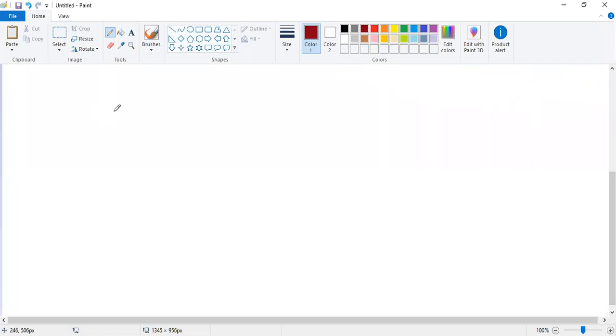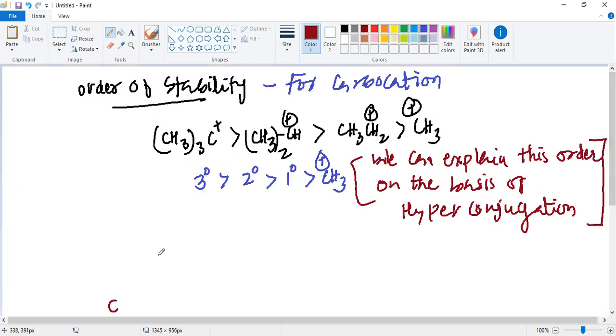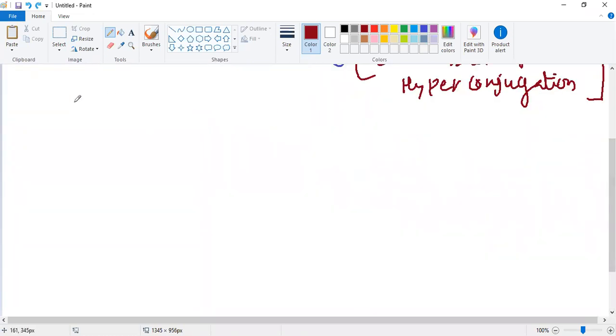Please pay attention, dear students, that if we have chloromethane, suppose we write CH3Cl. I write a carbon, and with this carbon, my dear students, we have three hydrogens and one chlorine bonded.